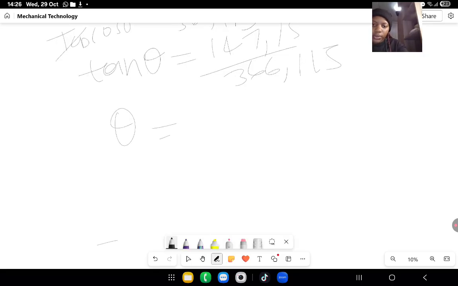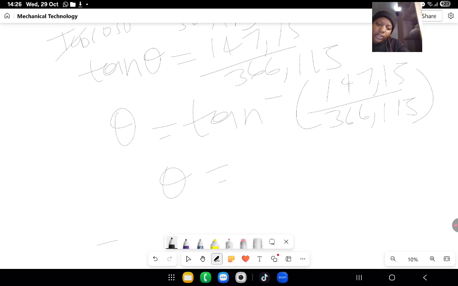So when it is like this, we'll find our theta. Theta equals tan arc 147,15 divided by 366,115, which our angle will be 21,9 degrees.